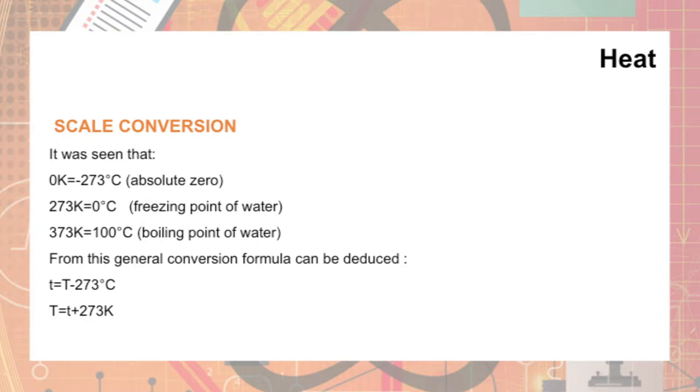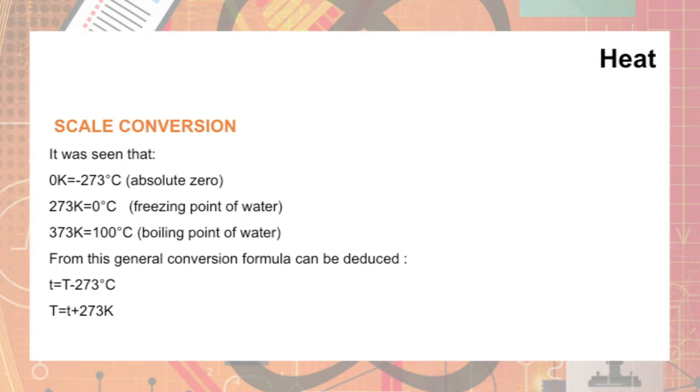We know that when our temperature is at zero Kelvin, we have minus 273 degrees Celsius, which is our absolute zero. Then at 273 Kelvin, we are looking at 0 degrees Celsius, which is our freezing point. But at 373 Kelvin, that's where we have 100 degrees Celsius, which is the boiling point of water.